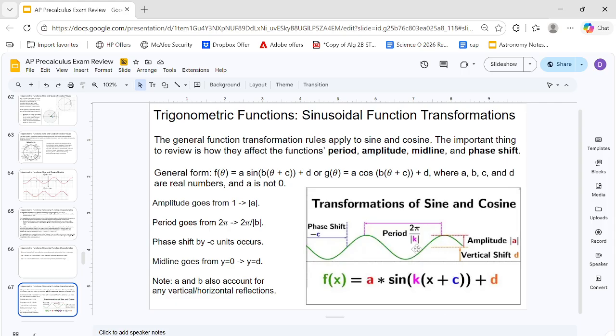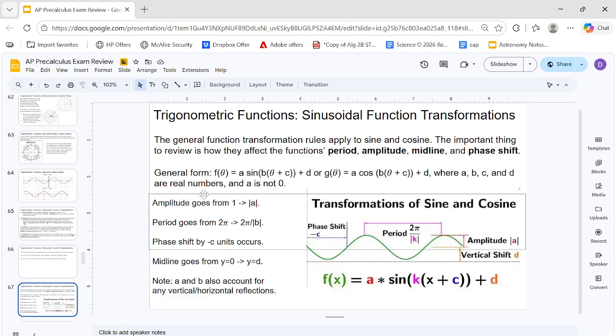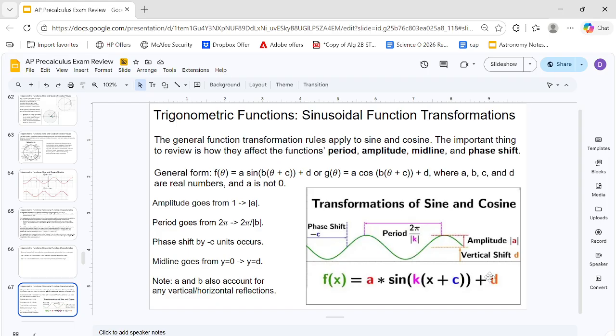This is a good diagram. I would just soak that in for a minute. The amplitude gets changed by the a value. The period gets changed by the b value. The phase shift gets changed by the c value. And the midline gets changed by this d value, which is the thing you're adding. So on the inside, it's phase shift. On the outside, the thing you're adding changes the midline.